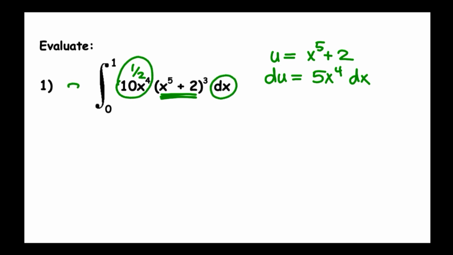I'll cut this in half to make it 5x to the 4th dx. To make up for it, I'll throw a 2 out front. So it's going to be 2 integral u to the 3rd du. And of course, that's going to have to be integrated. And there's a couple things we can do. Let's go up by a power, divide by the new power.